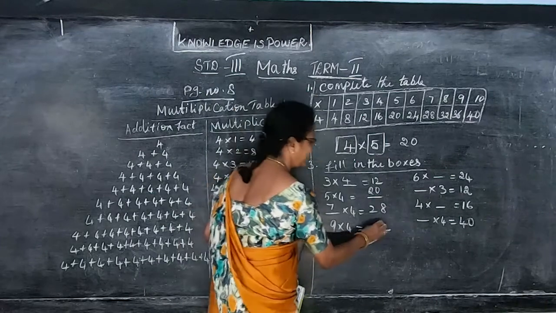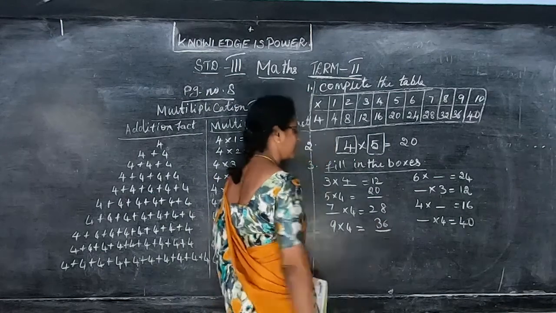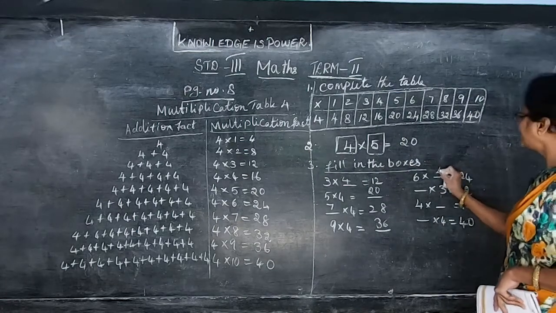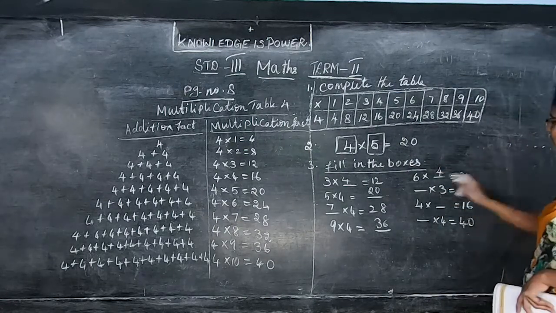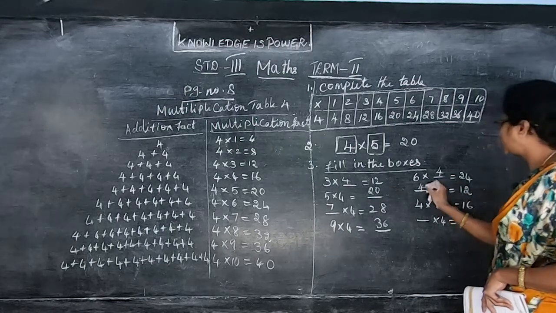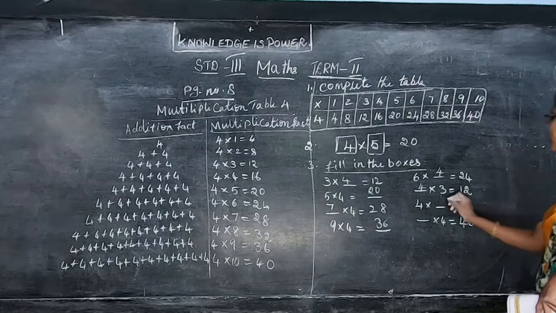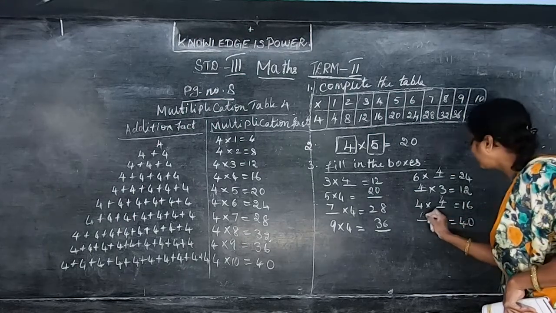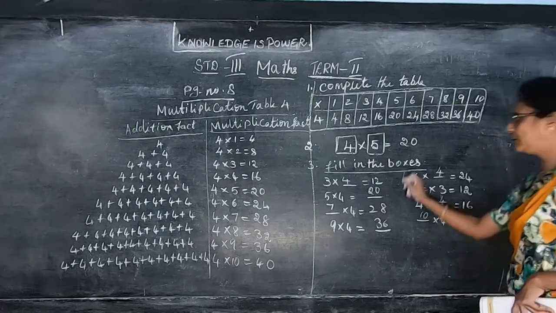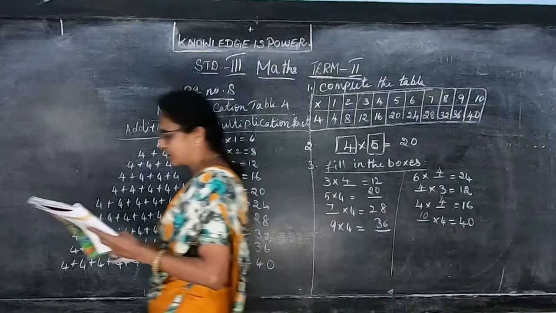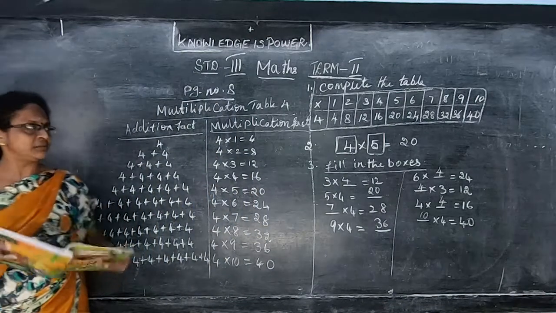9 4s are, that is equal to 4 9s are 36. And 6 dash equal to 24. 6 4s are 4 6 are 24. 6 4s are 24. So dash 3s are 12. 4 3s are 12. 4 into dash equal to 16. 4 4s are 16. Dash into 4 equal to 40. 10 into 4 equal to 40. So this is under the 4 tables. So learn the 4 tables also, and 2 tables, 3 tables and 4 tables.